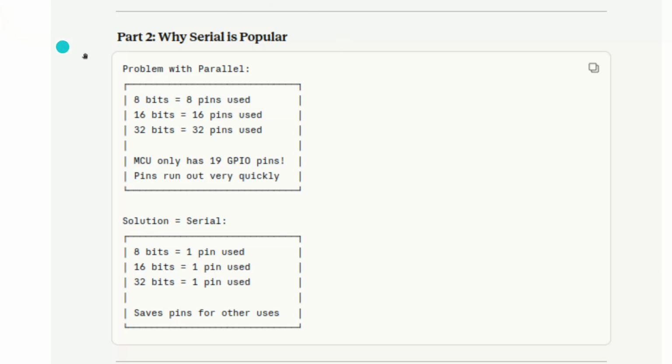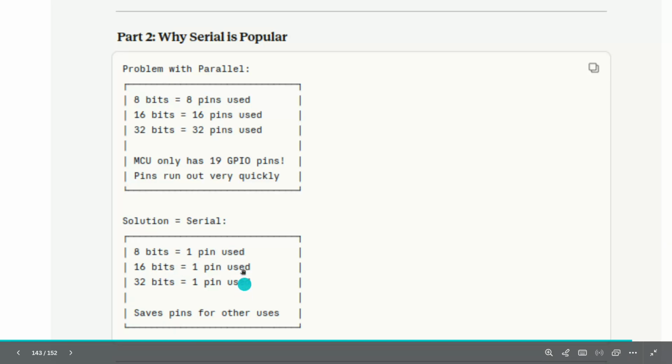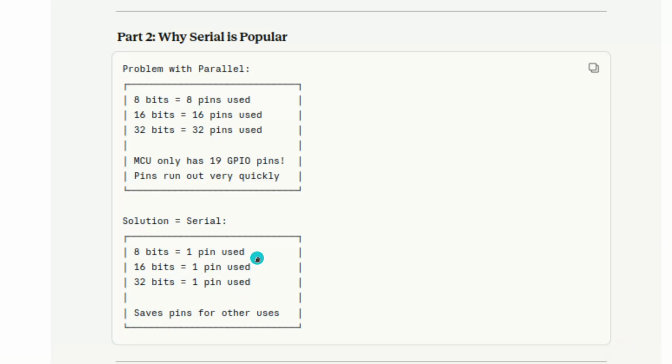Okay. Now here, serial is popular and mostly used, because the problem with parallel is that for 8 bits we need 8 pins, for 16 bits 16 pins are needed, for 32 bits 32 pins are used. The MCU only has 19 GPIO pins, so pins can run out. But for 8 bits, 16 bits, 32 bits and all, only one pin is used in serial. So therefore it saves pins. So why is serial popular here?